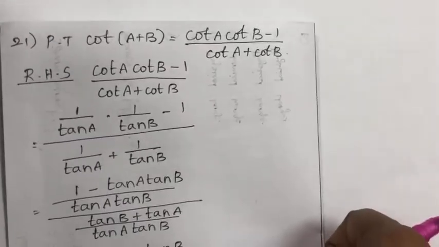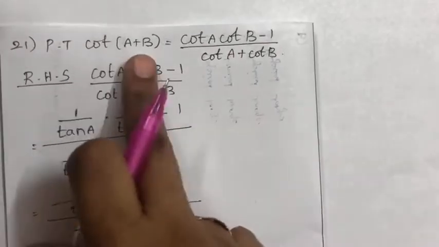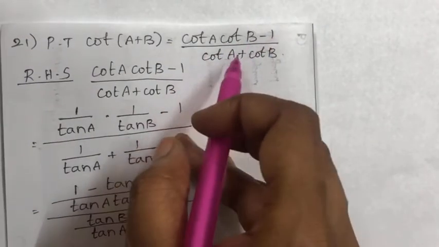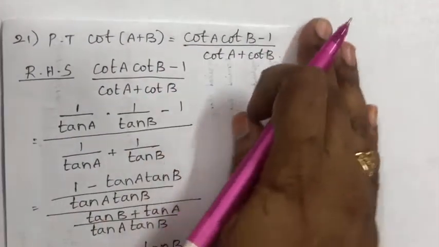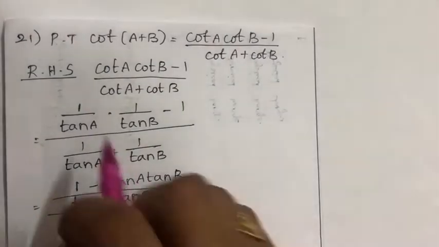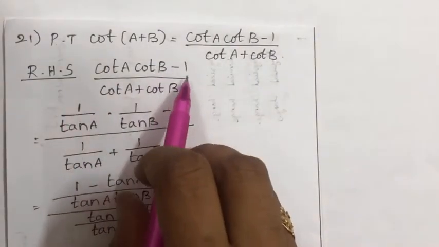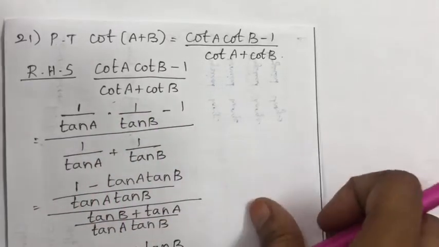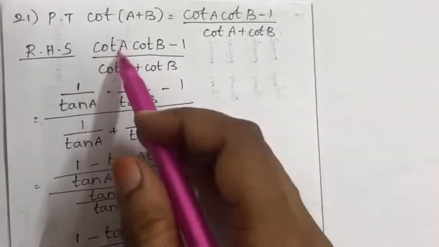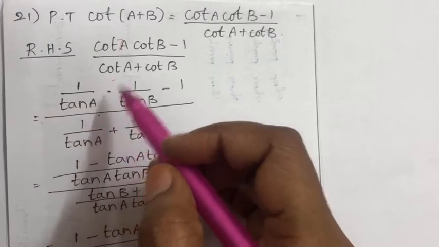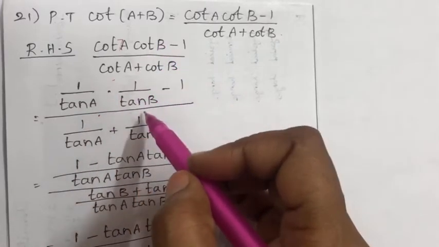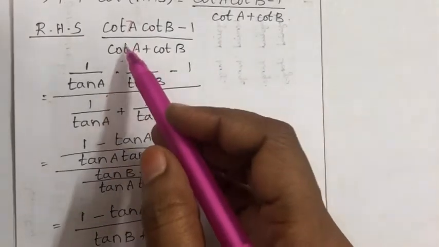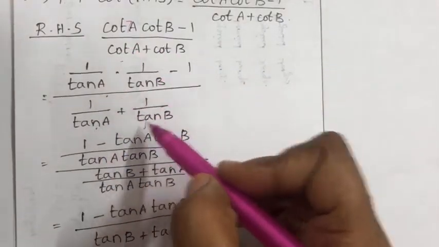21st problem. Prove that cot(A plus B) is equal to (cot A cot B minus 1) divided by (cot A plus cot B). Now let's take the right hand side: cot A cot B minus 1 divided by cot A plus cot B. So I am writing cot A as 1 by tan A, cot B as 1 by tan B, minus 1. So in the denominator also it is 1 by tan A plus 1 by tan B.